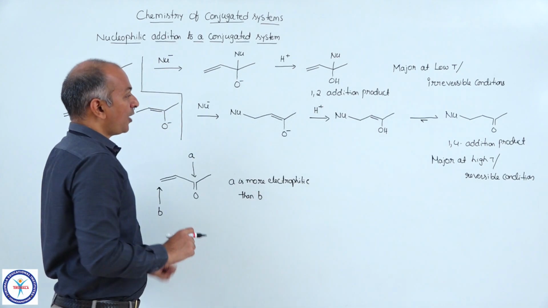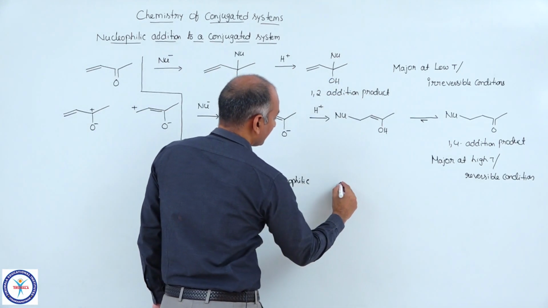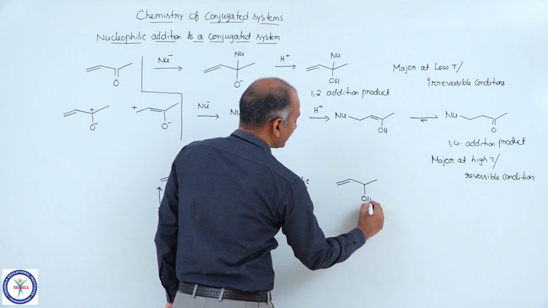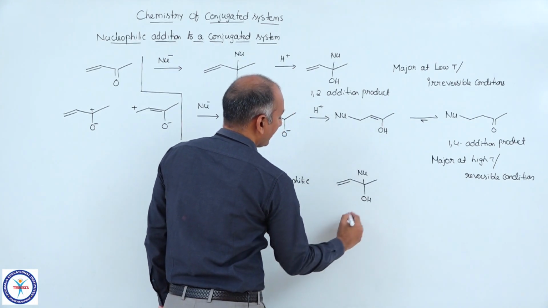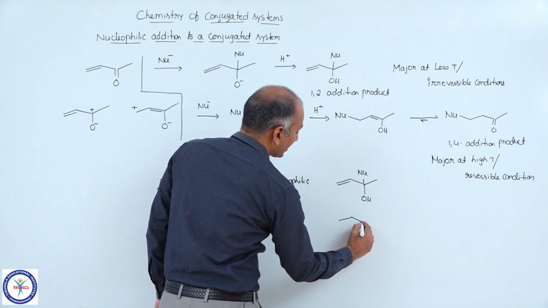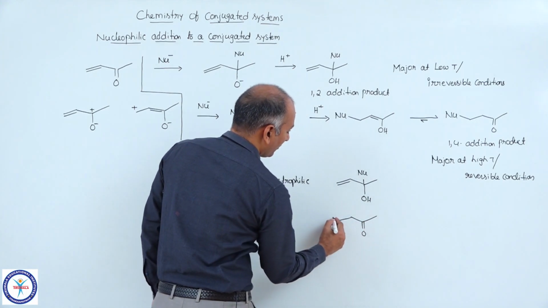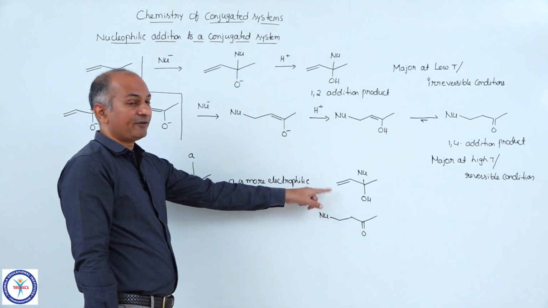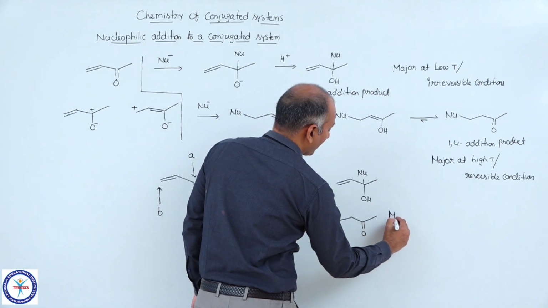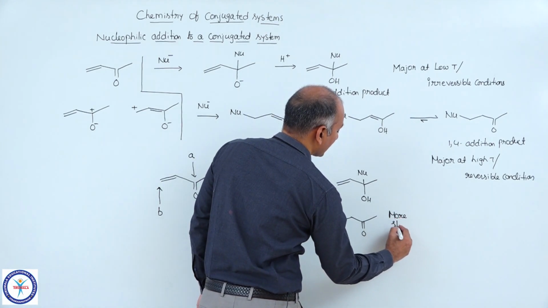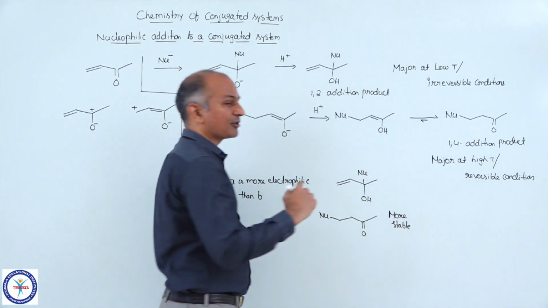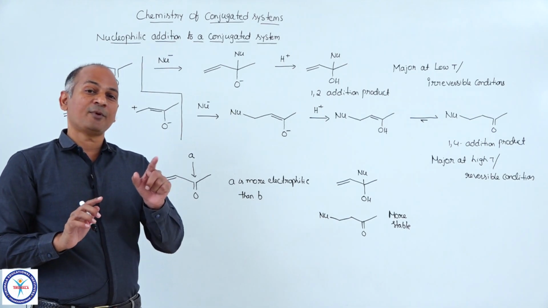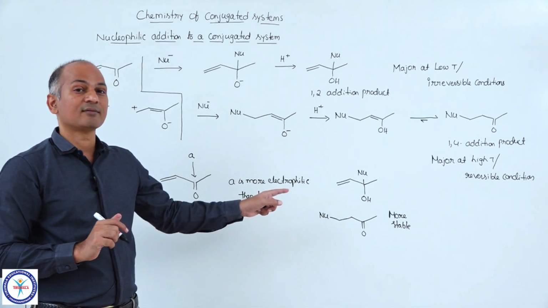Now, if you compare these two products, the 1,2 addition product is like this, OH here and the nucleophile here, and the 1,4 addition product is like this, double bond O and the nucleophile here. And which is more stable between those two? This is more stable. The 1,4 addition product is more stable. And in our previous discussion also, same thing. The 1,2 addition path involves lesser activation energy, but the 1,4 addition product is more stable, and same here.